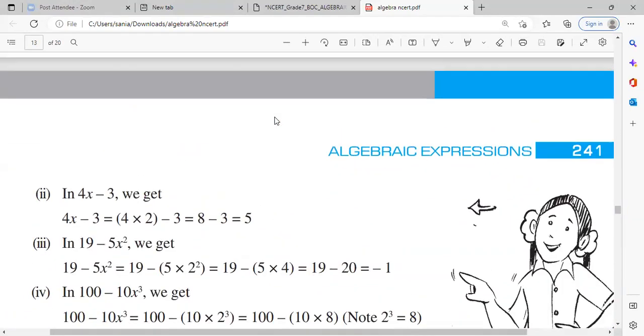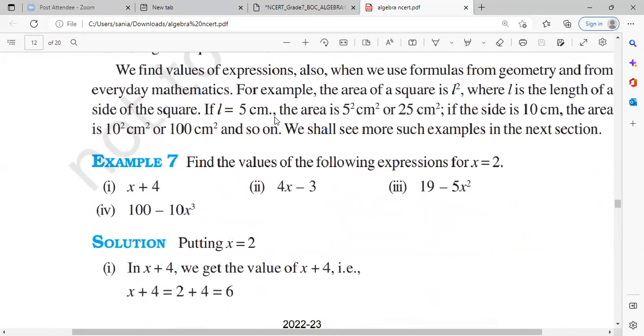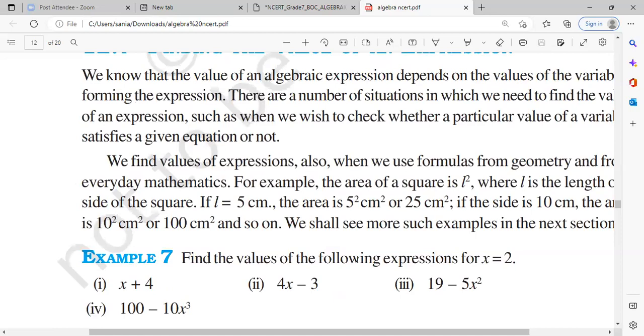This was the exercise. Yeah, this one you will do. Find the value. Example number 7. Find the value from the following expression when x is 2. Okay, ma'am. No mistake. Okay, Samya.